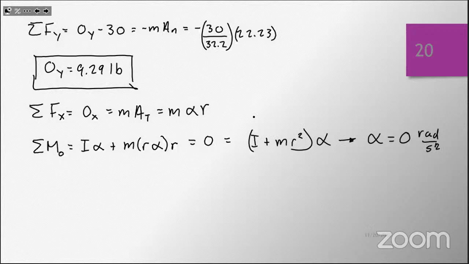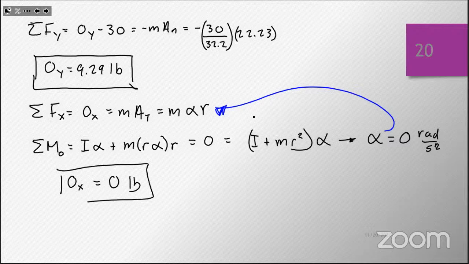Cool. Take this, pop it back up in here, right? So O sub x is equal to 0, because mass times alpha times R. Done. Nailed it. We got 220. First of all, do we have any questions?